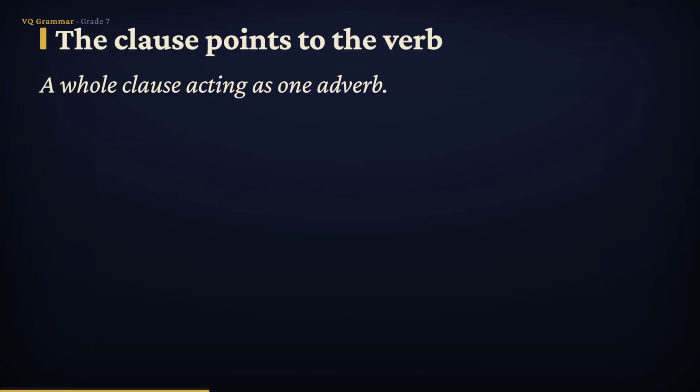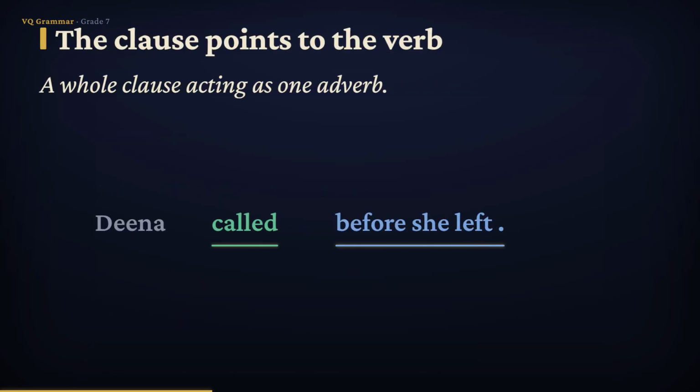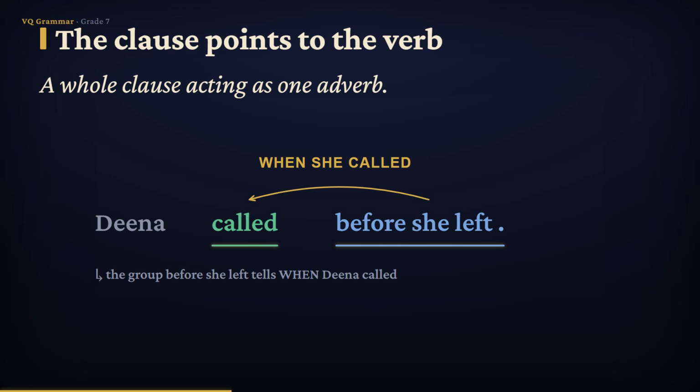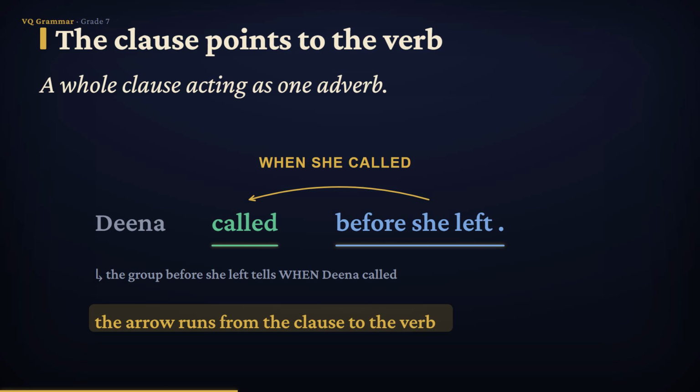Let's watch an adverb clause do its job. Dina called before she left. The main clause is Dina called, and the verb there is called. Now look at the group before she left. It's telling us when Dina called, so it points right back to that verb. See the arrow run from the clause to the verb it modifies? That arrow is the heart of an adverb clause. A whole group of words acting as one big adverb, aimed straight at the action.